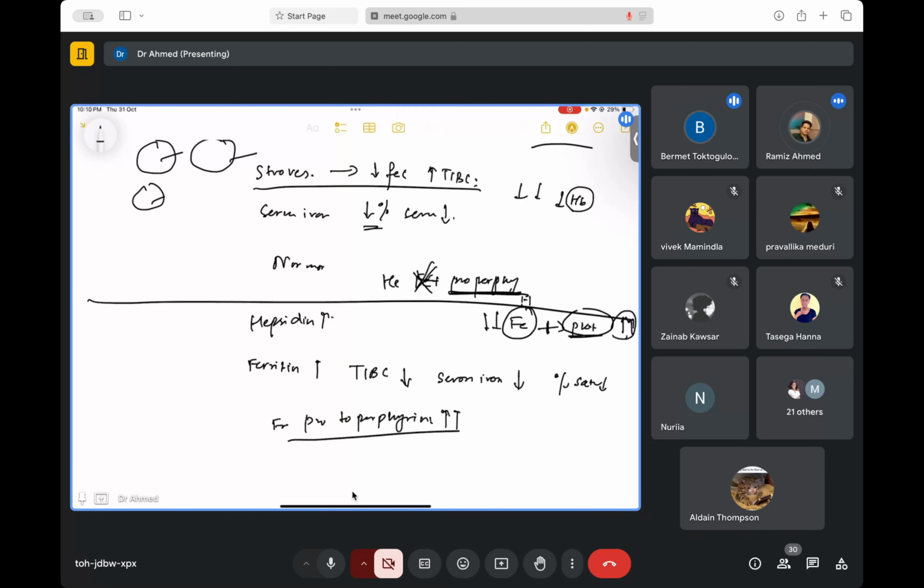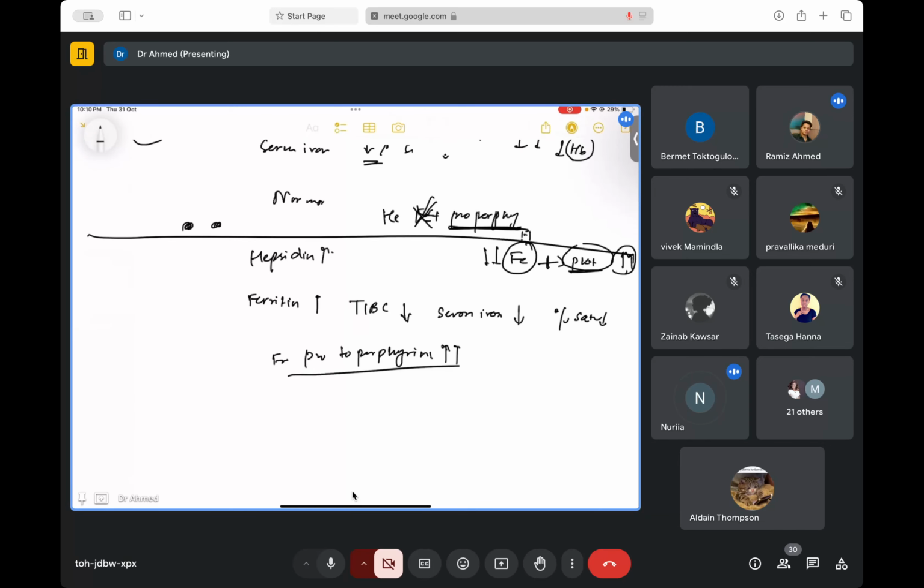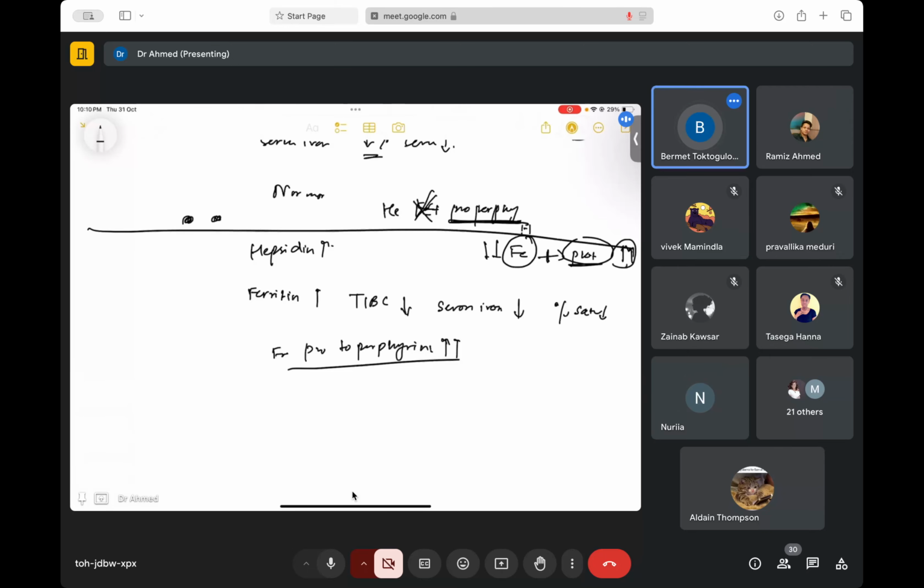Normally, I won't be seeing free protoporphyrin in my body, because they love to join with iron. In this condition, we have sequestered all of the iron in those reservoirs. We do not have iron, which means I'm going to see increased protoporphyrin inside my blood, which is abnormal.